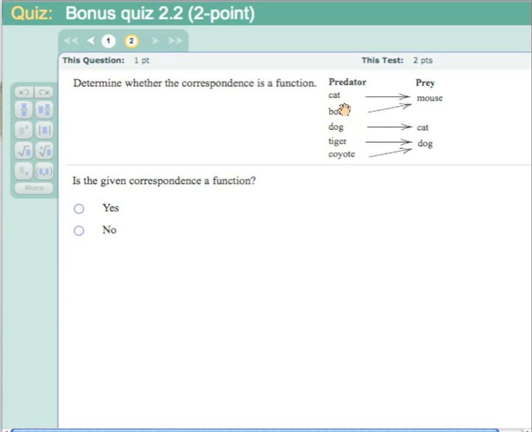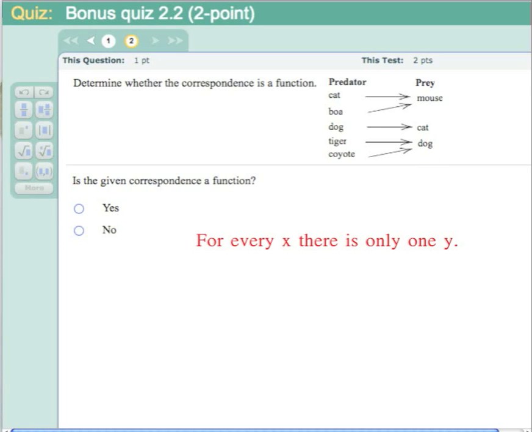Now, they want to know if this correspondence is a function, and to answer this, you have to have the definition of function in your mind. Now, this is what works for me. For every x, there is only one y. I couldn't make it any simpler for myself. For every x, there is only one y. You notice this doesn't say anything about for every y, there's only one x. It's just talking in terms of one direction. For every x or input, there is only one y or output.